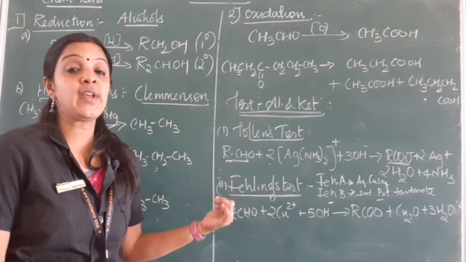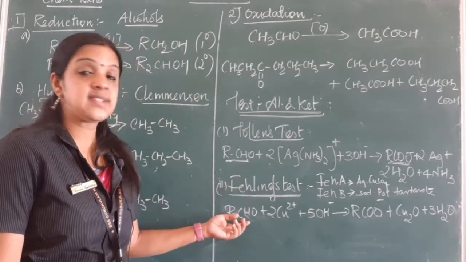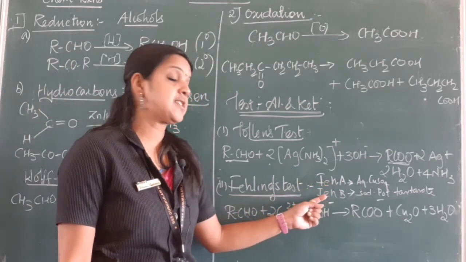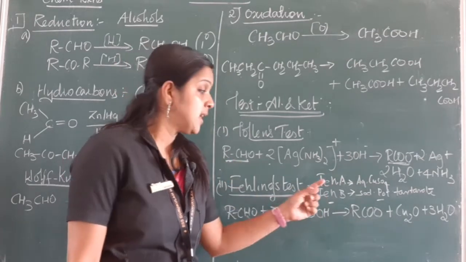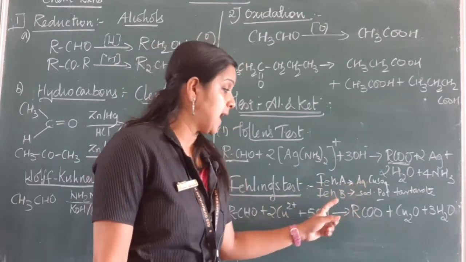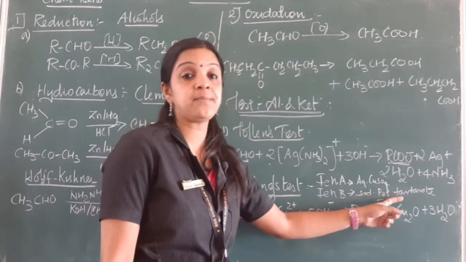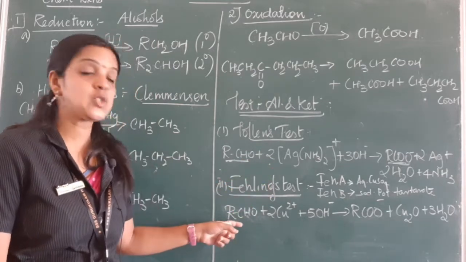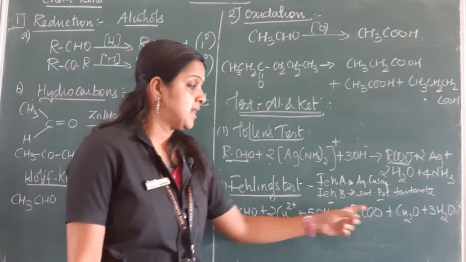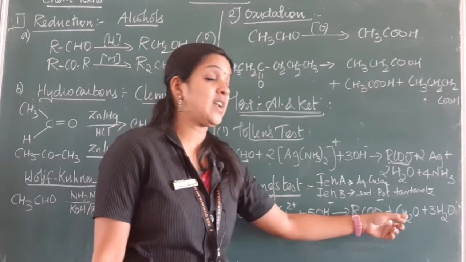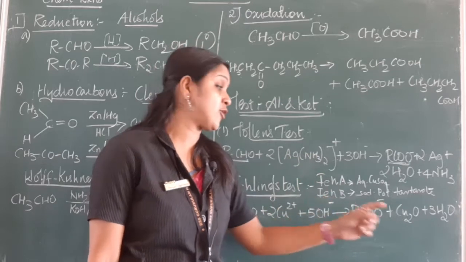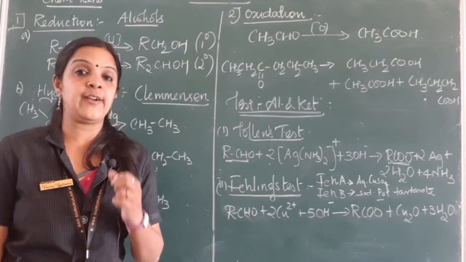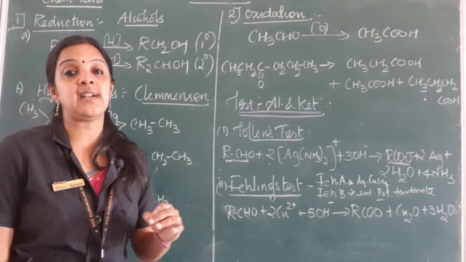The next one is Fehling's test. In Fehling's test, the organic compound, that is a carbonyl compound, is treated with Fehling's solution A and Fehling's solution B. What are Fehling's A and B? A is aqueous copper sulfate and B is sodium potassium tartrate, which is also called Rochelle salt. So when these two solutions are mixed with the given carbonyl compound, it gets oxidized to carboxylate ion and you get a reddish brown precipitate of Cu2O. If you get that precipitate, then the given compound must be an aldehyde. So these are the tests for aldehydes.